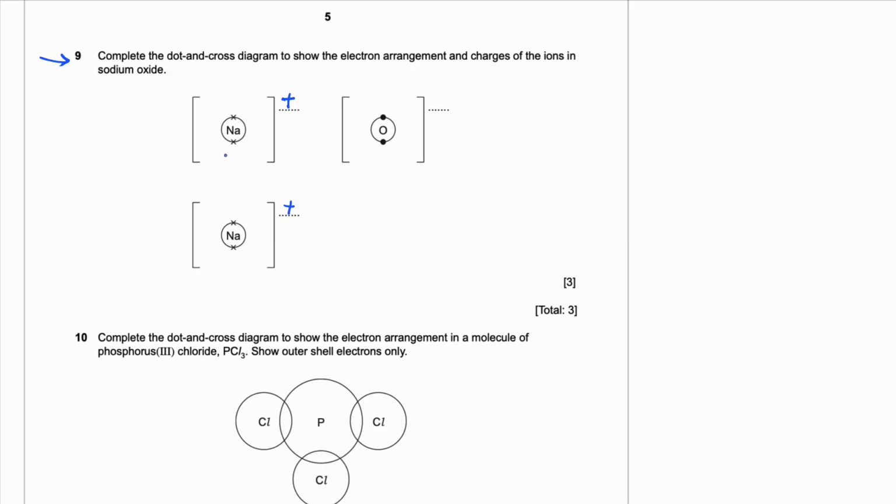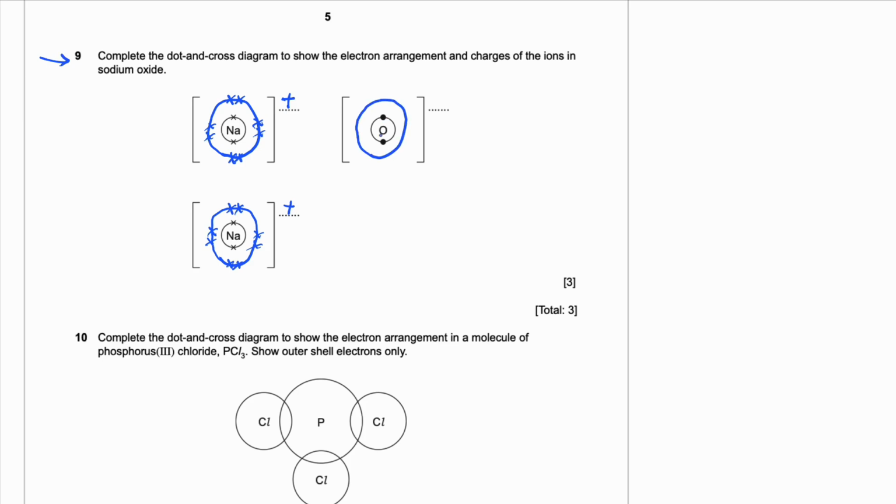But you have to complete that second shell with 8 electrons for each cation. So here you have to fill it with 8 crosses. Since here he used crosses, then you have to stick to that choice. So crosses here for sodium, and the same applies here for that second sodium cation. Now oxygen has 8 electrons, 2 of them in the first shell and 6 of them in the second shell.